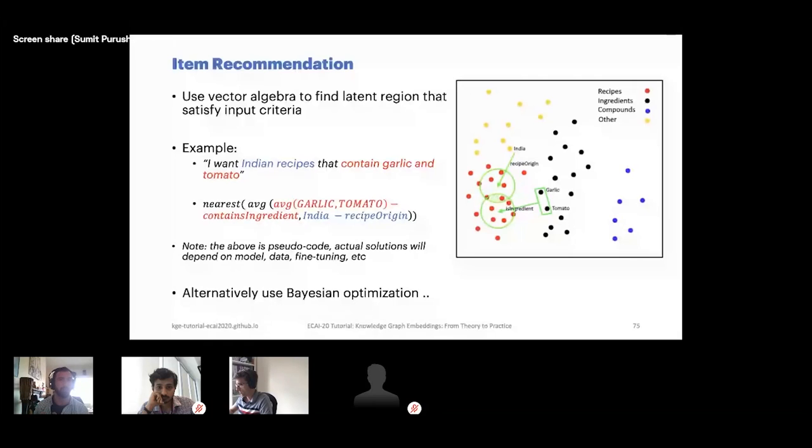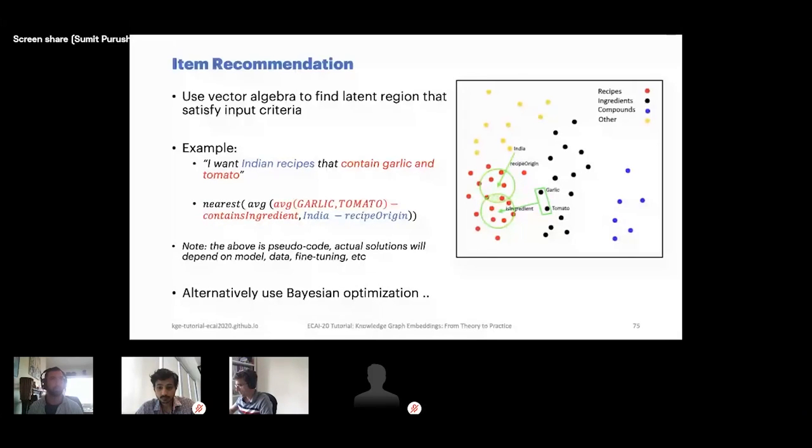In this case, there's a lot of different ways that you can put the algebra together to get answers for this. We're just taking the nearest recipes in the overlap of these two regions. But again, depending on the model and the data you're using, you'll get different results and maybe want to adjust the algebraic solutions you're coming up with. So I think this example is really more pseudocode. Alternatively, there are methods using Bayesian optimization where you can specify input criteria and come to different solutions, but that's really beyond the scope of this tutorial.